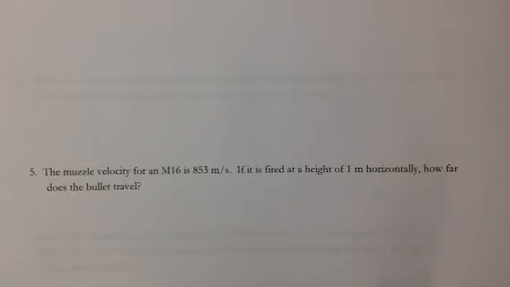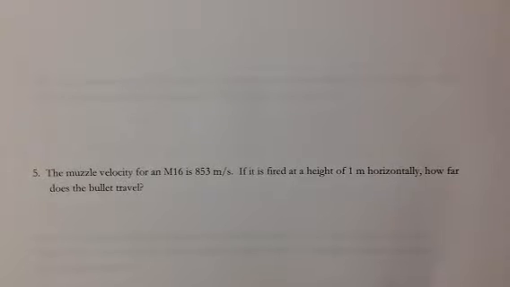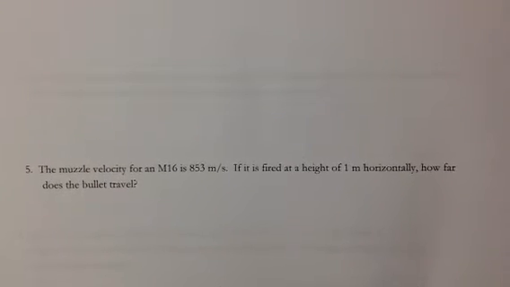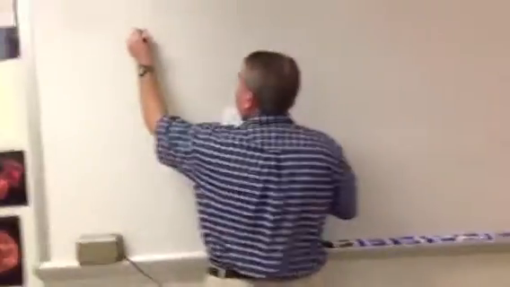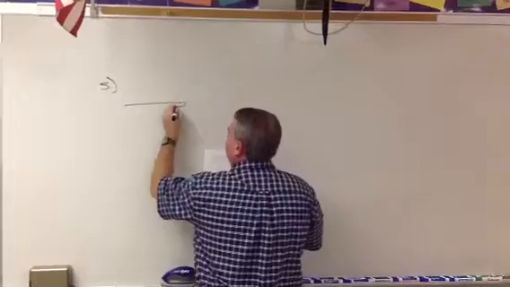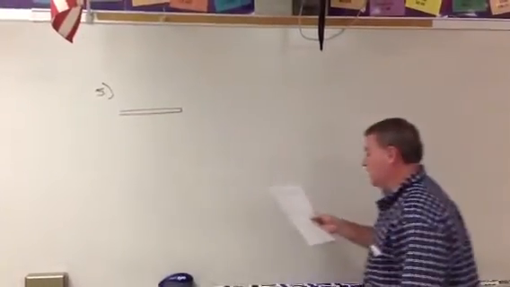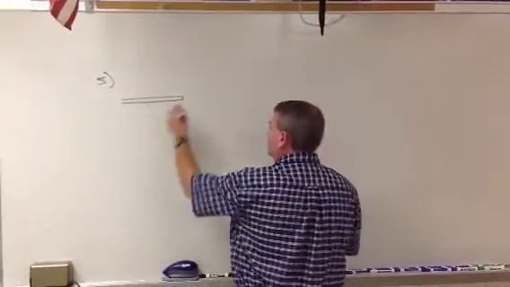The muzzle velocity for an M16 is 853 meters per second. If it is fired at a height of 1 meter horizontally, how far does the bullet travel? Alright, so for number 5, I'm just going to draw the barrel. The muzzle velocity for an M16 is 853 meters per second.